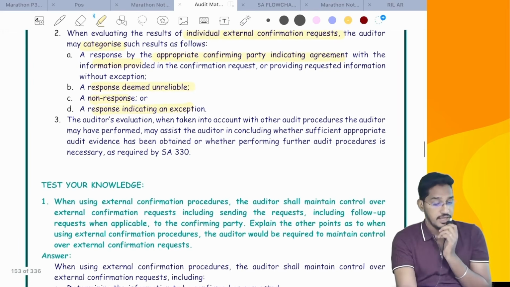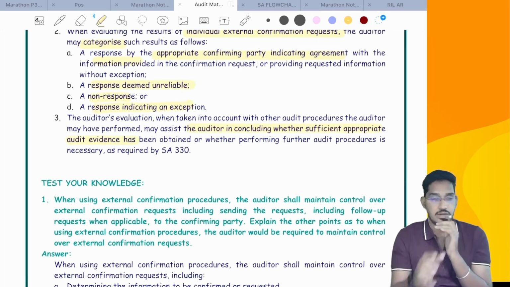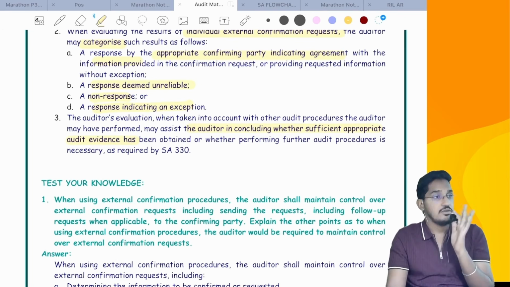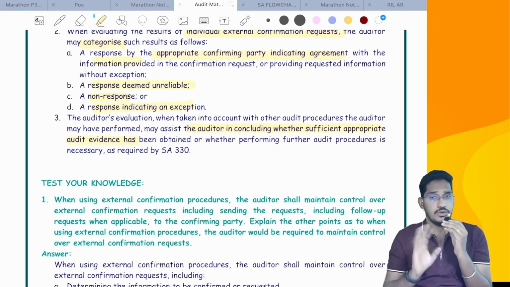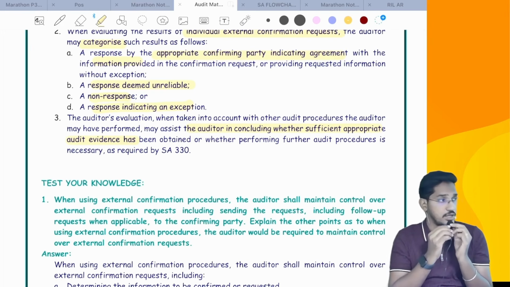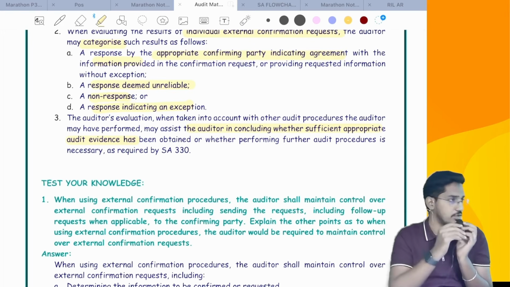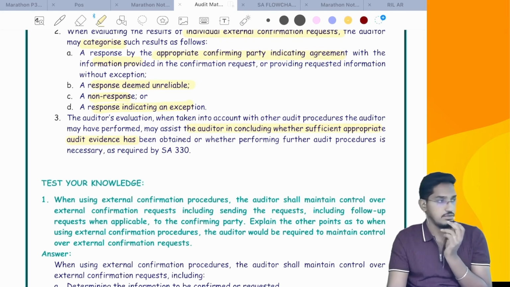Then the auditor's evaluation, when taken into account with other audit procedures, will assist the auditor in concluding whether sufficient and appropriate audit evidence has been obtained. After categorizing into these 4, analyze them further and finally arrive at a conclusion whether this external confirmation has given you sufficient and appropriate audit evidence. If you feel that it has not, perform additional procedures. Clear? Other methods you can also take help of. So this is how you need to evaluate the responses to external confirmations. Understood? Shall we proceed further?